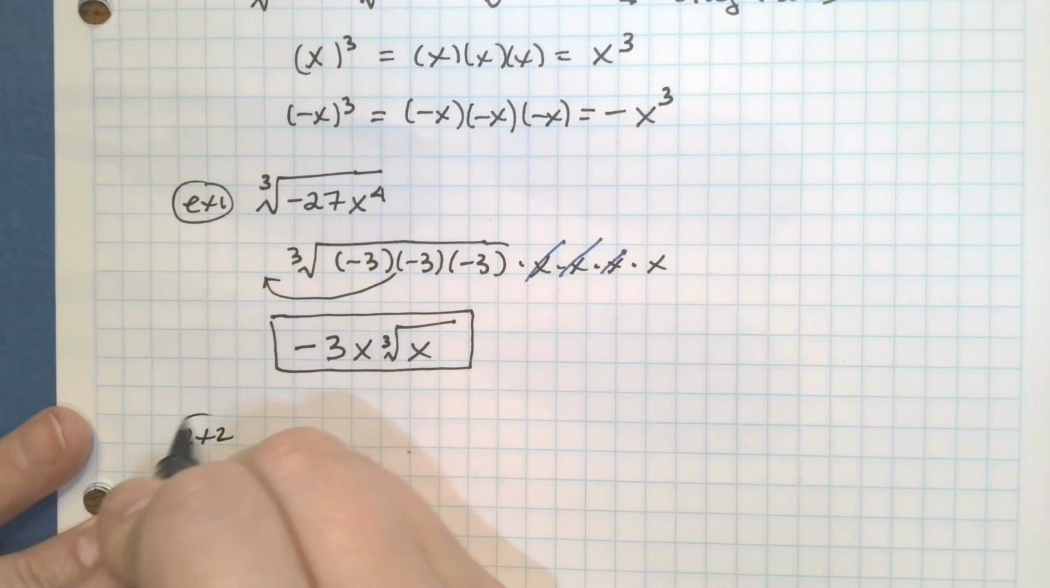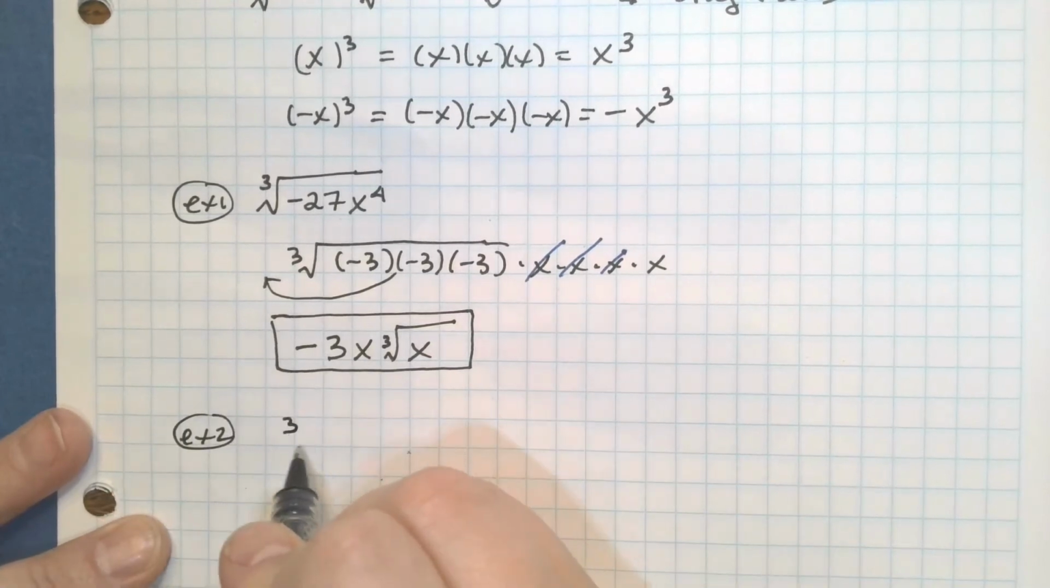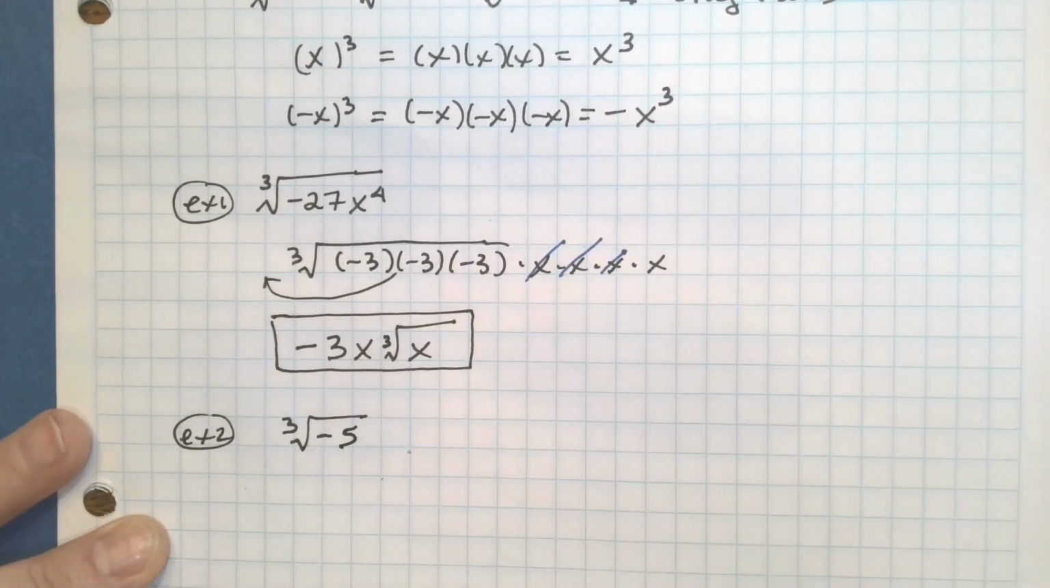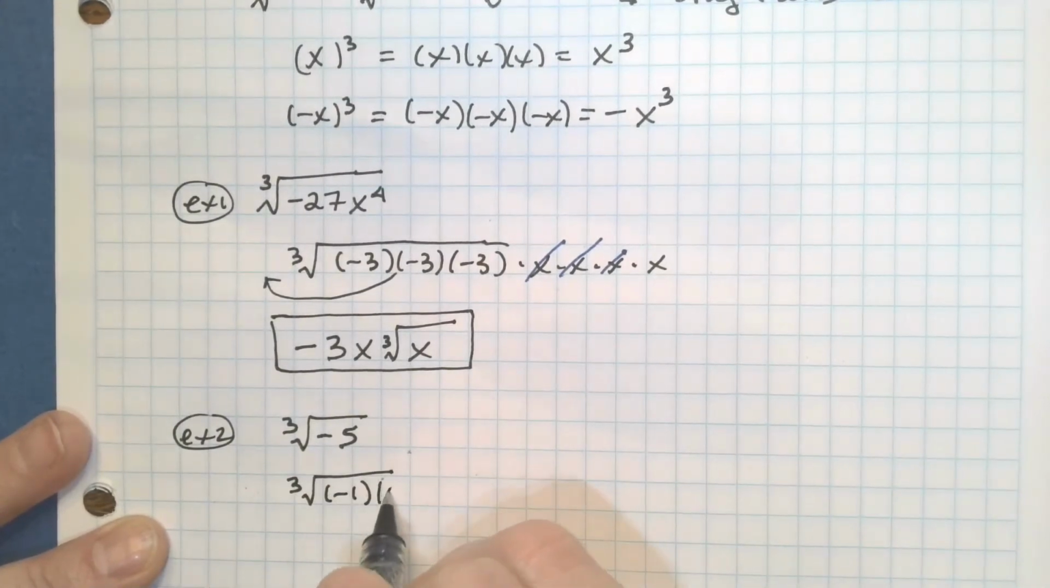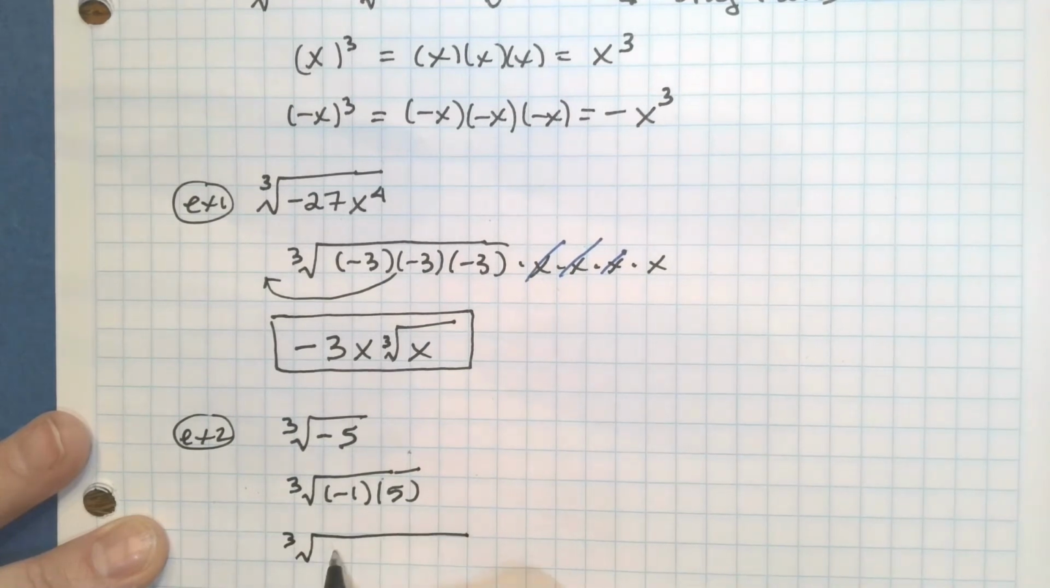Here's another way to look at it. If you have the cube root of, let's say, a negative 5, you can factor the negative 1 off of the 5, and you know that negative 1 times negative 1 times negative 1 is still going to be negative 1. So 3 negative 1's, 1 comes out to the front. And that's why this simplifies to negative cube root of 5.